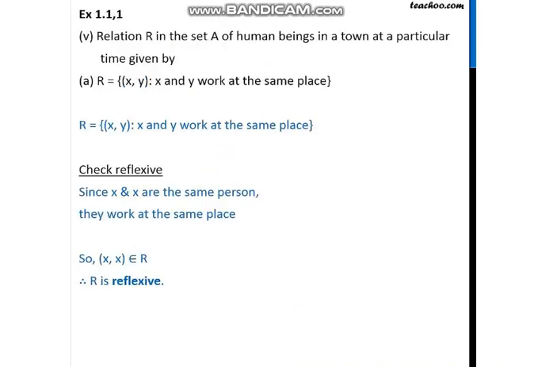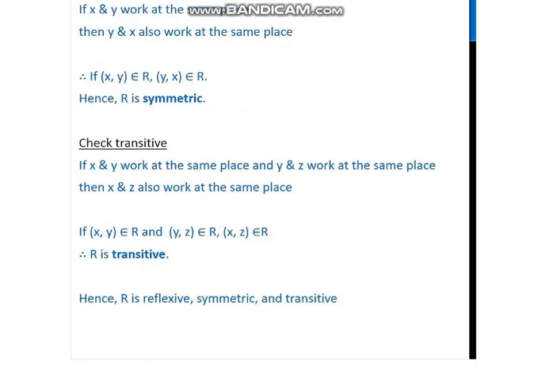Question number 5. Relation R in the set A of human beings in a town at a particular time is given by (x, y), where x and y work at the same place. Okay, so let us check the reflexivity. x and x are the same person, so obviously they work at the same place. So this relation is reflexive. Now for symmetry, if x and y work at the same place, then y and x also work at the same place, which is obvious, so the relation is symmetric. Now check transitivity. x and y work at the same place, y and z work at the same place, so obviously x and z also work at the same place, so this relation is transitive.